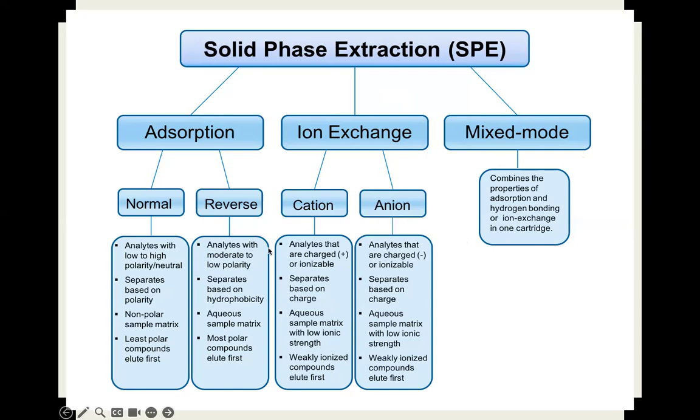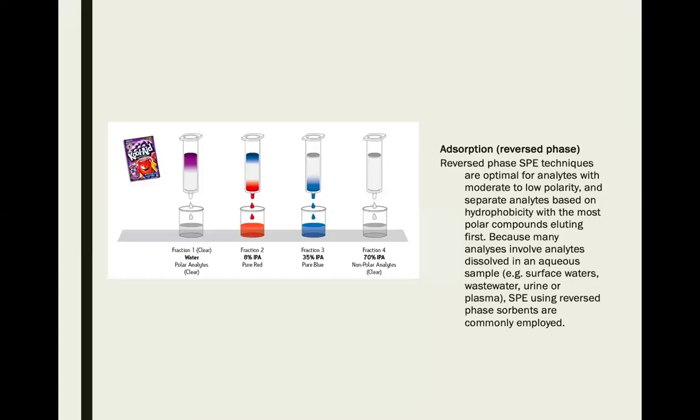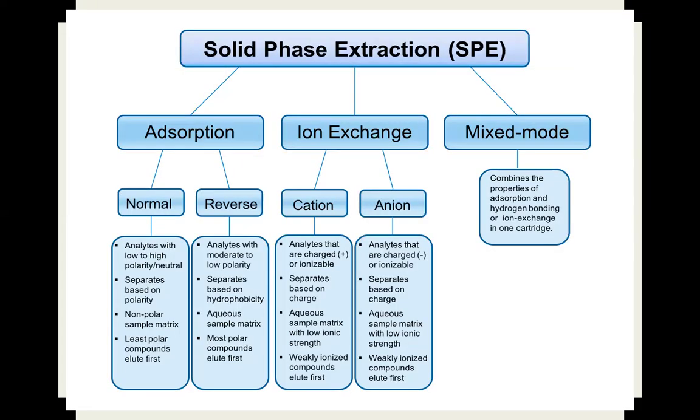Yeah, so under adsorption we have normal and reverse. So we look at what are the characteristics of normal and reverse. For adsorption, reverse phase, okay. Analytes usually with low to high polarity. Separation is based on polarity, okay. Non-polar sample matrix. Least polar compound elutes first, so that will be normal.